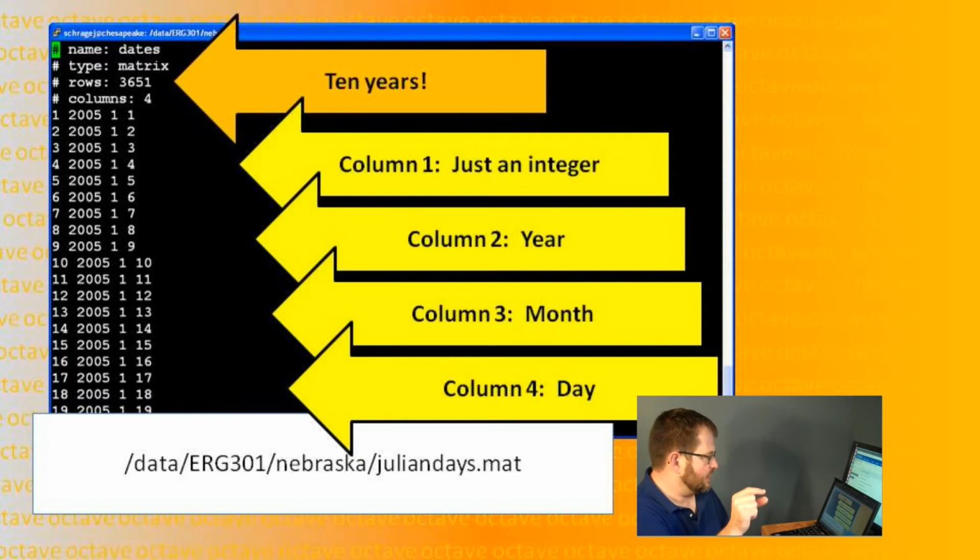Each one is a row. The first column is just an integer. I'm just counting as I was going along. But then the second column is the year, the third column is the month, and the fourth column is the day. And it's just a calendar, okay? It's just an array that shows me, here's a date, here's a date, here's a date, all the way down through 10 years.